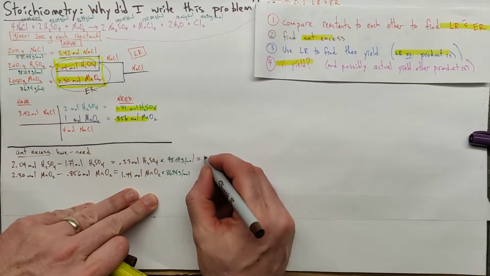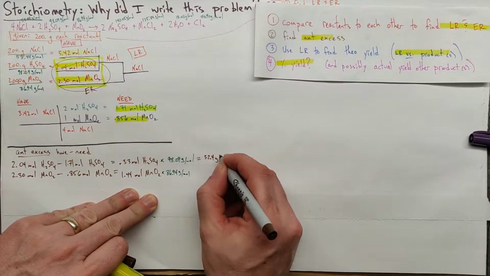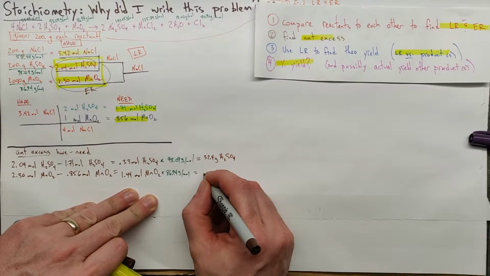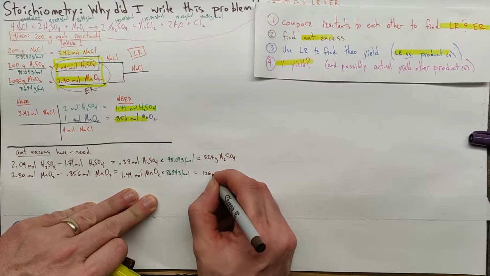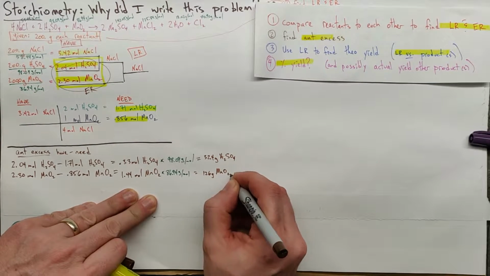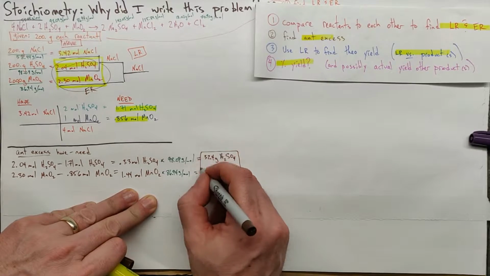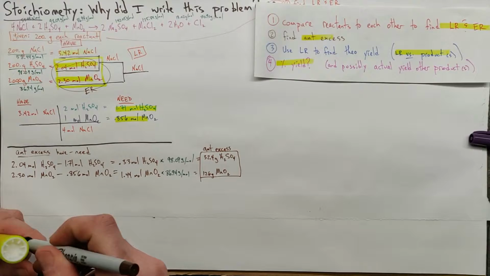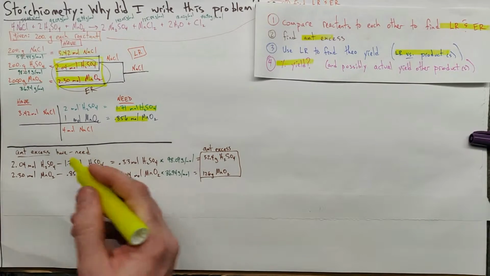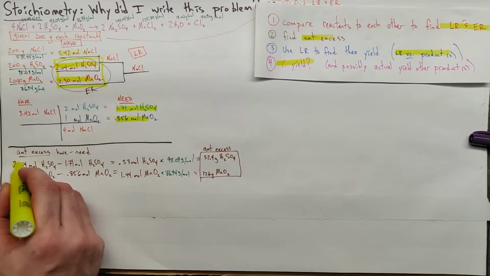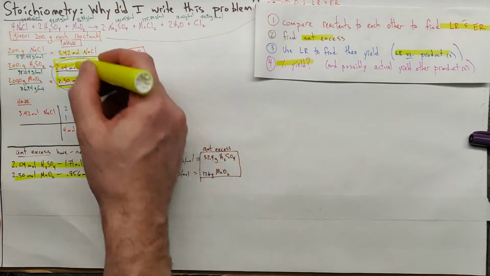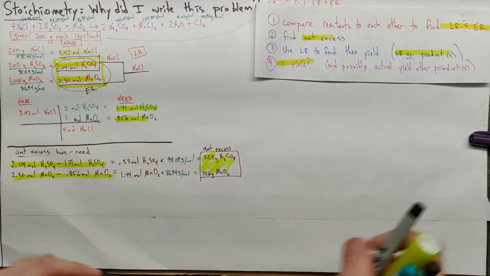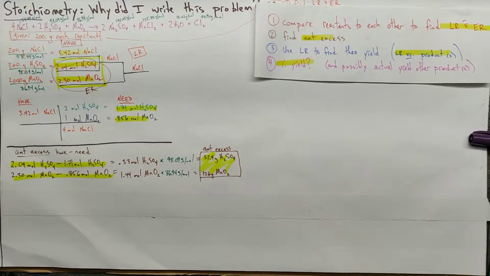We end up with 32.4 grams of H2SO4 excess, and we end up with 126 grams of MnO2 manganese dioxide excess. And I guess it's worth noting that these numbers match the yellow numbers, and that's what got us our amount excess. All right, stretch it out.